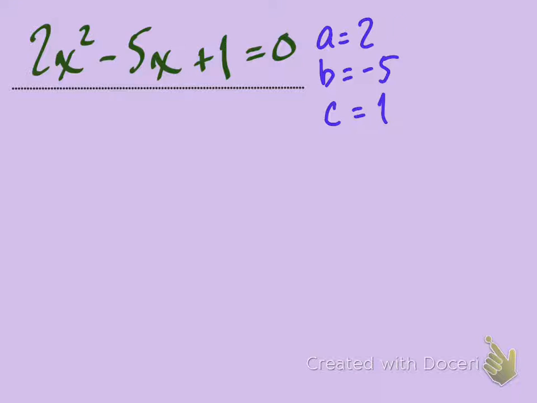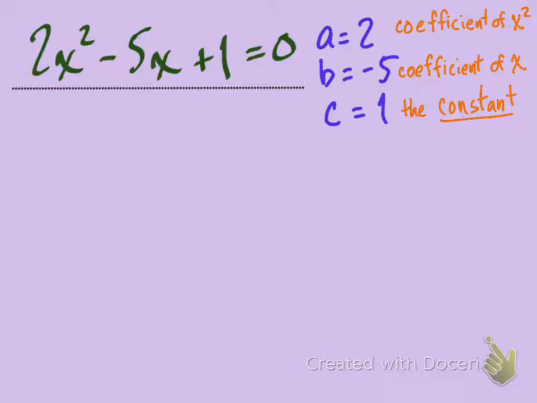Just a word about these three things. The coefficient of x squared, that's what a is. A is the coefficient of x squared, b is the coefficient of x, and c is the constant. We call it the constant because it never changes. The value of c, whatever it is in the equation, is always just that number, whereas the 2x squared and the 5x change when you change values for x. So those are not constant, but the c is constant. It never changes. Okay, enough about that.